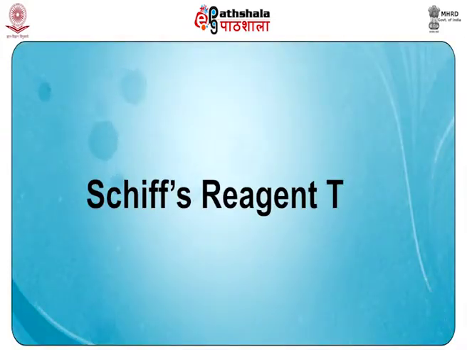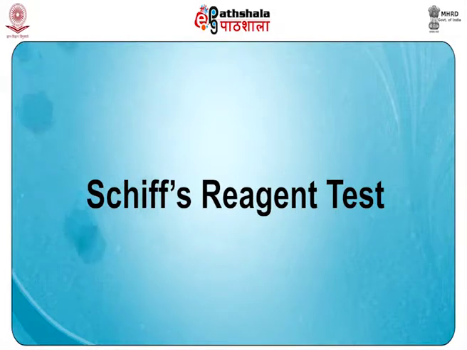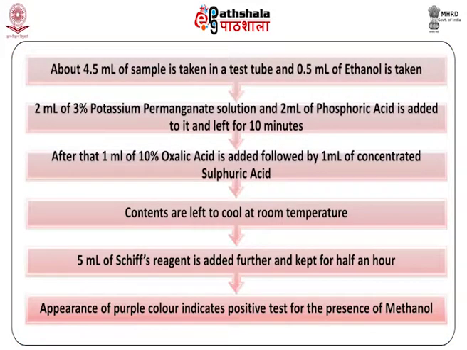Next test is the Schiff's reagent test. About 4.5 ml of sample is taken in a test tube and 0.5 milliliters of ethanol is added. 2 milliliters of 3% potassium permanganate solution and 2 ml of phosphoric acid are added to it and left for 10 minutes. After that, 1 milliliter of 10% oxalic acid is added, followed by 1 milliliter of concentrated sulfuric acid.